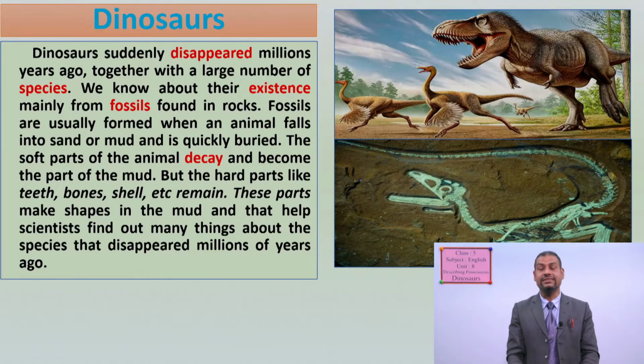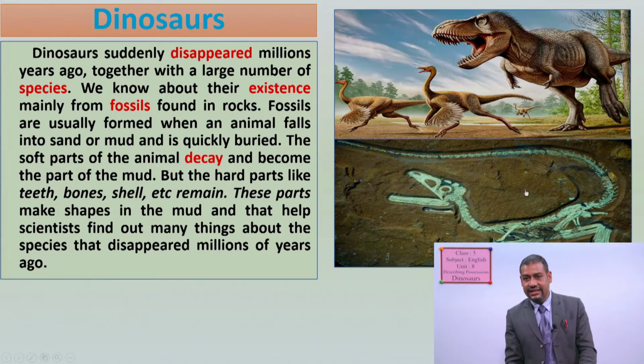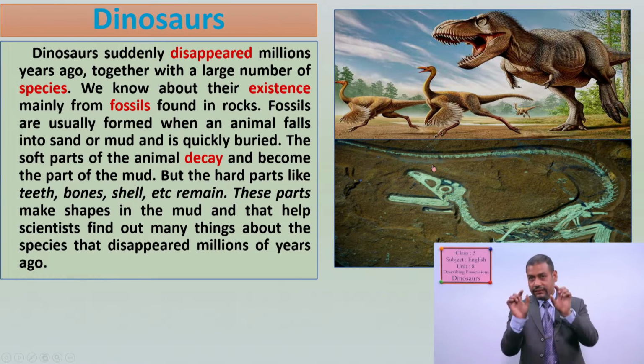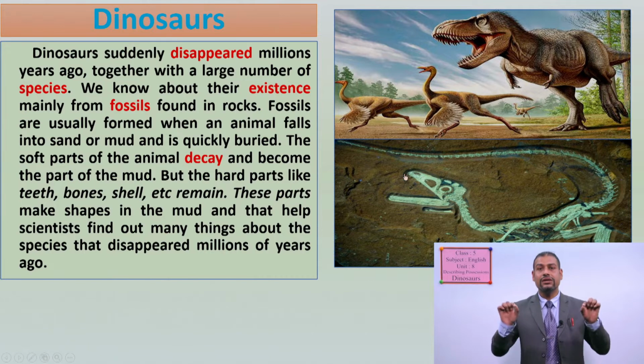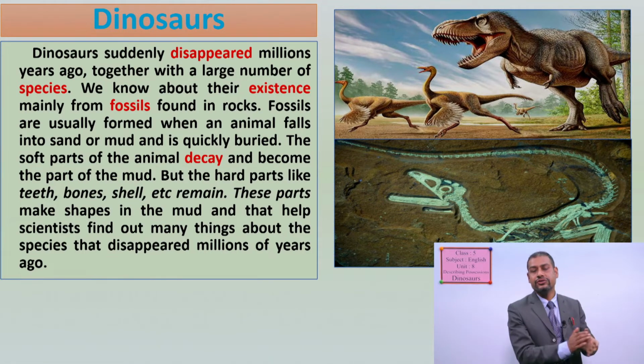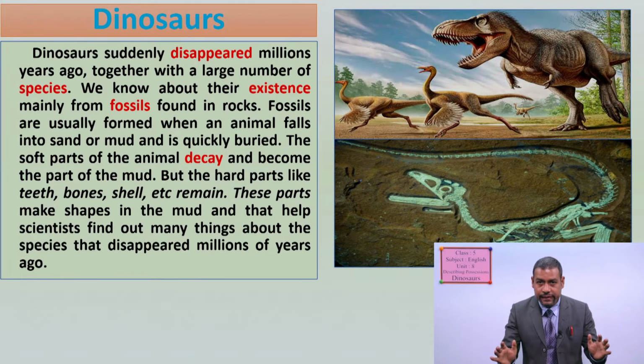Even though the scientists did not see the real dinosaurs, they just studied the fossils. See, you can see this is mud, or you can say rock, and on the rock you can find this hard part of the dinosaur remaining there. So this remainder is called a fossil. By studying these fossils, the scientists have come to the conclusion that there used to be dinosaurs in the past. Is it clear to you?